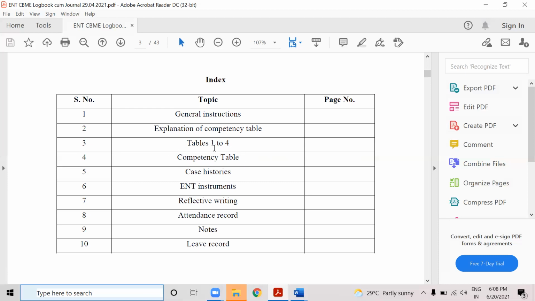Then the actual competency tables, in which we will record the activity of each student. Then I have kept some pages for case histories. So I have kept 5 histories.